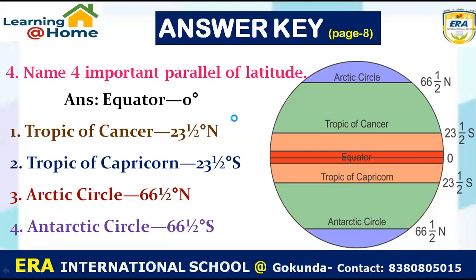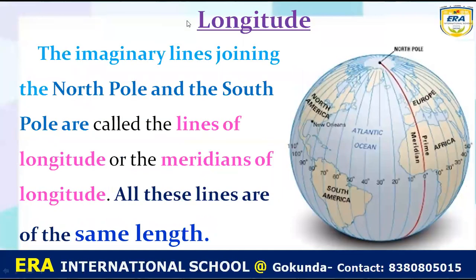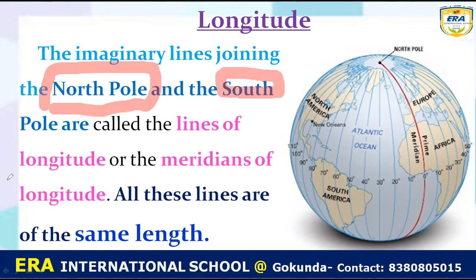So remember this. So today we learn about the longitude. In the previous session we learned about the latitude, meaning horizontal lines parallel to the equator. Now the longitude: the imaginary lines joining the north pole and the south pole are called lines of longitude or the meridians of longitude. So they have 2 names. You know that this is the line which joins the north pole to the south pole.